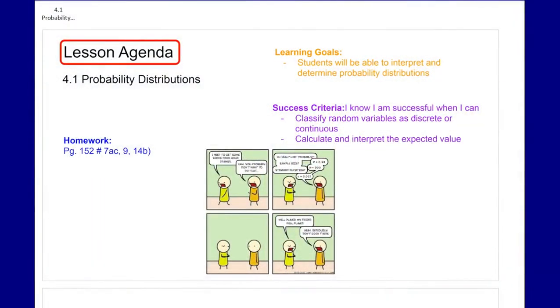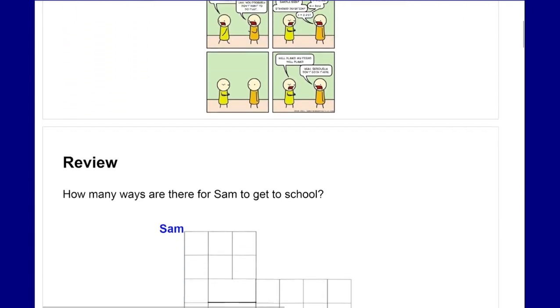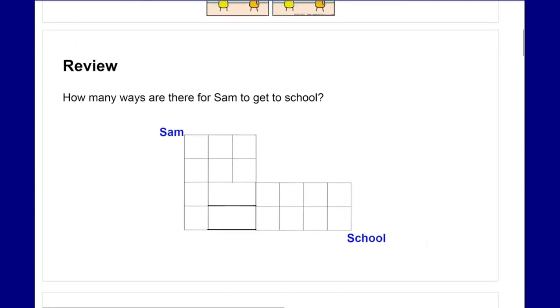In today's lesson, we are going to be looking at probability distributions. This is the first lesson in our new unit, and it is going to incorporate a little bit of everything that we've looked at so far in terms of simple probability, permutations, combinations, and focusing on the probability portions of those different units.